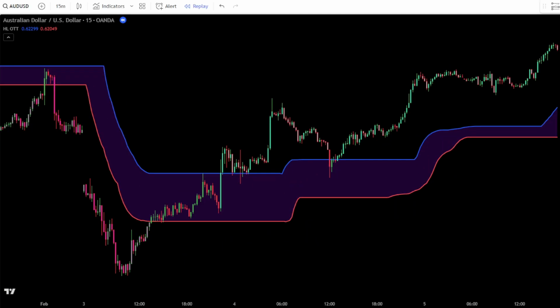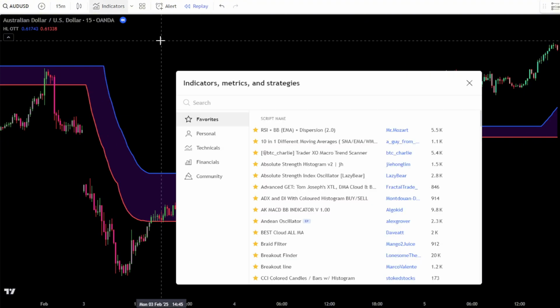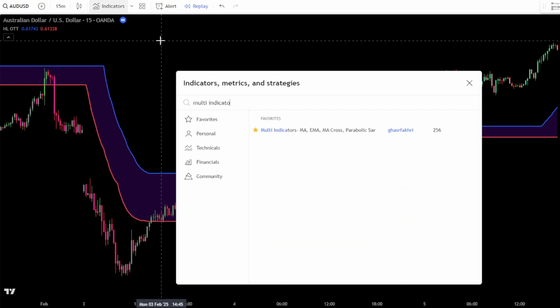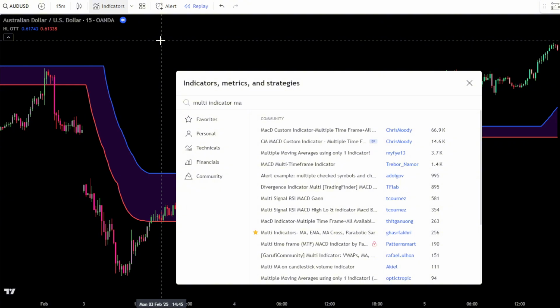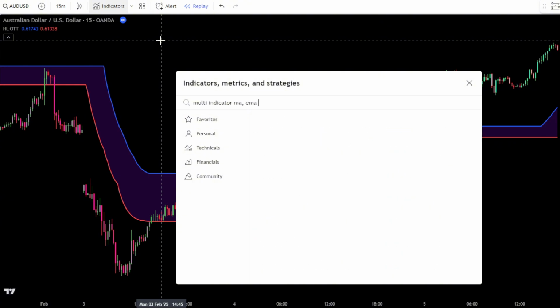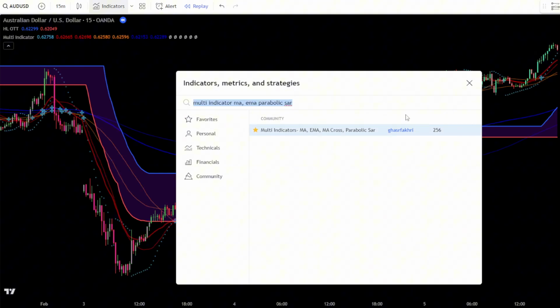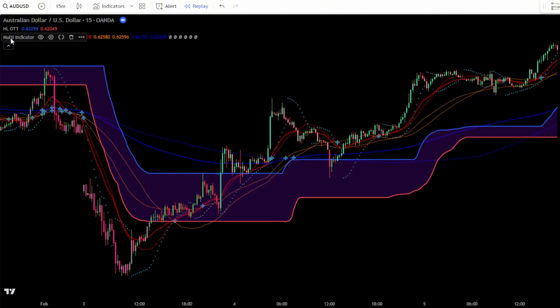Now, add the second indicator that we will use. Go to the Indicator Search tab and type Multi-Indicator MA, EMA, Parabolic SAR. Then, simply select the Multi-Indicator MA, EMA, Parabolic SAR by Gasser Fakhri. Next, adjust the settings for this indicator.